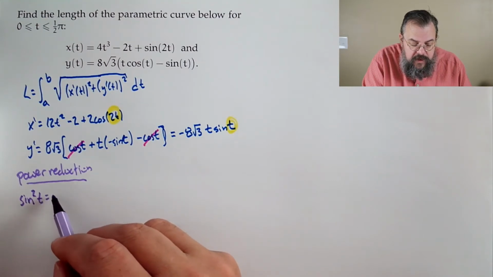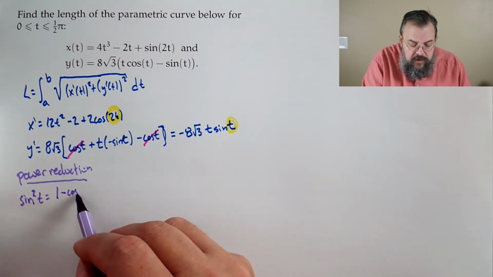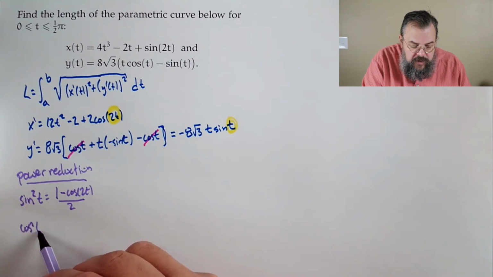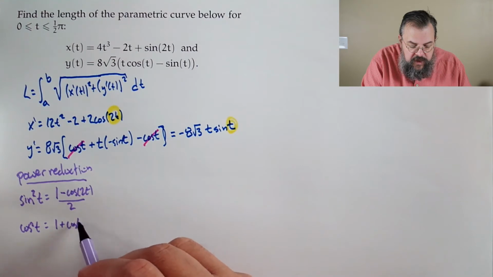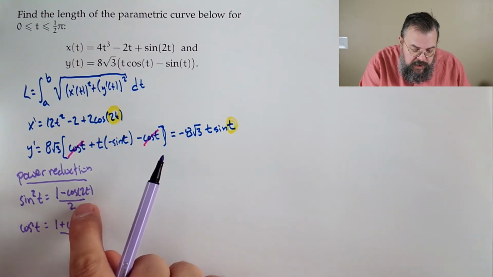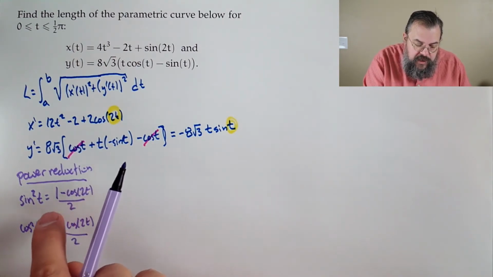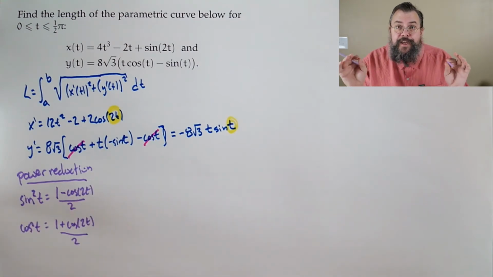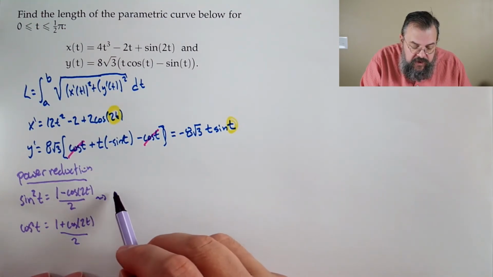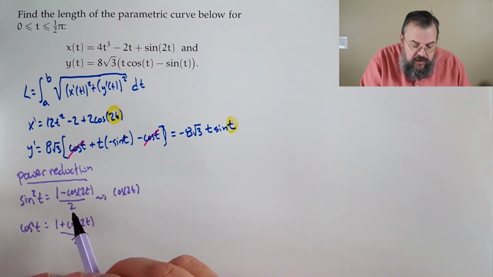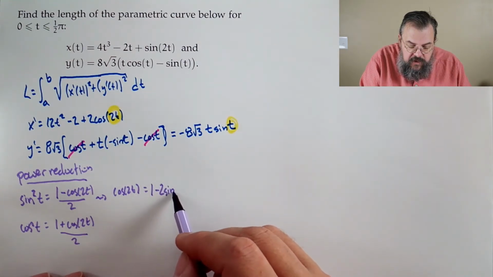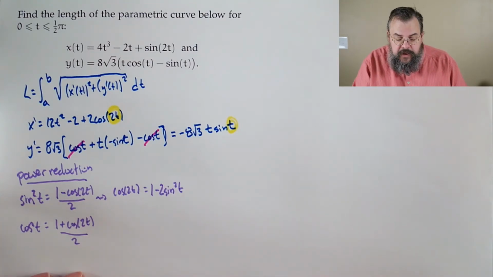Power reduction. Sine squared is 1 minus cosine 2t over 2. And cosine squared is 1 plus cosine 2t over 2. Now, we look at this and say, oh, hey, hold on. We can rewrite cosine 2t in terms of sine of t, just normal t. So, if you clean it up, cosine of 2t is, well, double, and then you move things around, equal to 1 minus 2 sine squared t. This is also just the double angle formula for cosine.